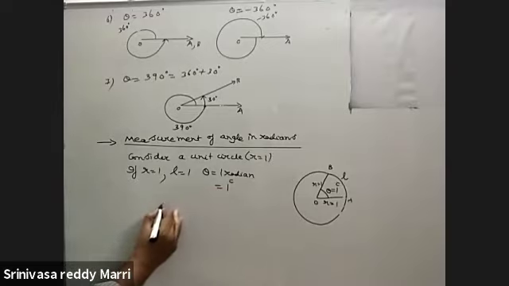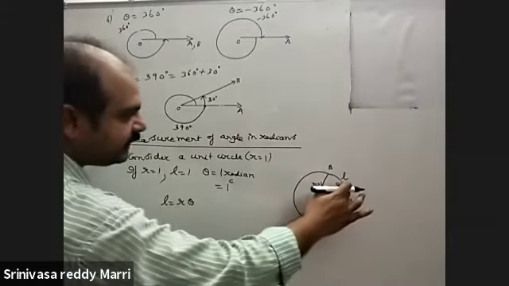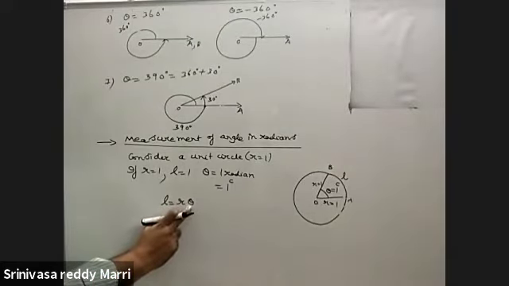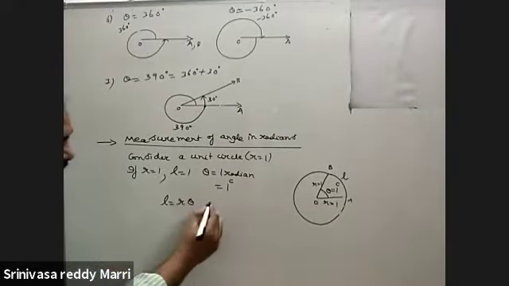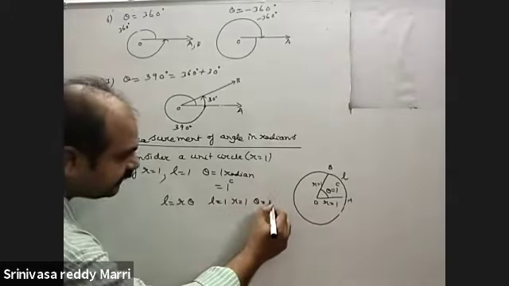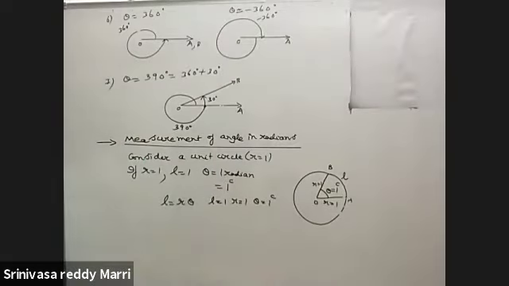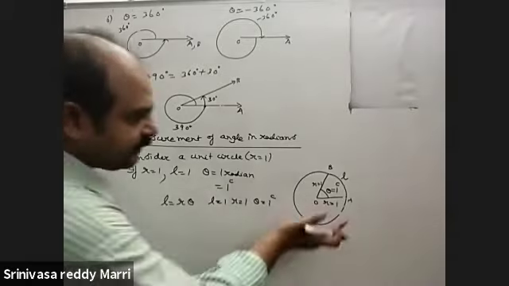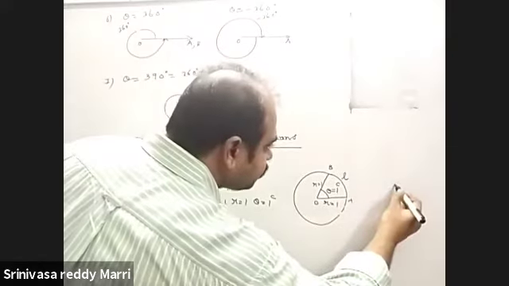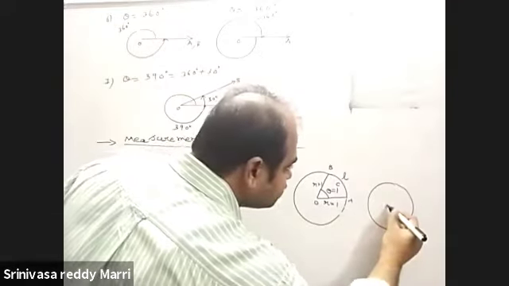We know the formula L equals R theta: arc length equals R into sectorial angle, where theta is the sectorial angle. So if L equals 1 and R equals 1, theta is 1 radian. This definition came like this only. Just instead of degree, we will write radian. Suppose the angle is like this. This is the initial ray.